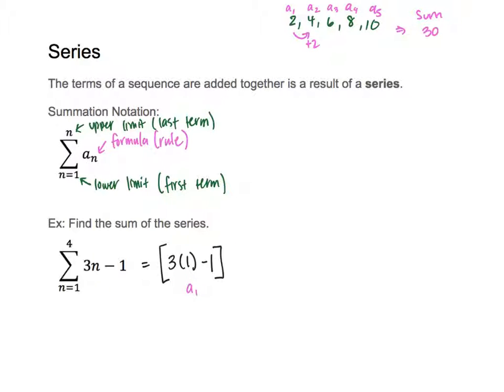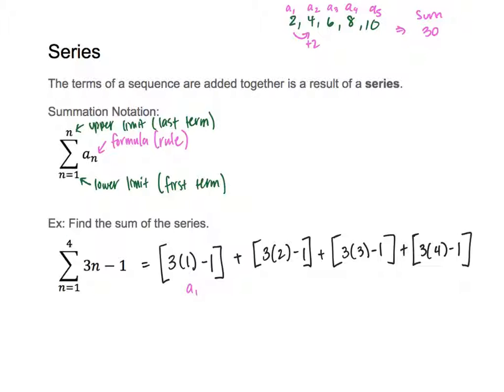The second term is going to be, what do you think it is? Well, if we started at 1 here, the next number is going to be 2. We need to find the second term, so we need to plug 2 into n now. And then the next one is going to be plugging 3 into n. And last but not least, we're going to end with plugging in 4, because we need to go to the 4th term is what this summation says.